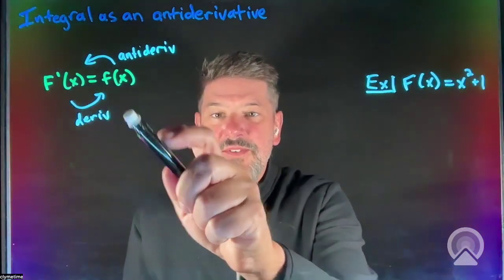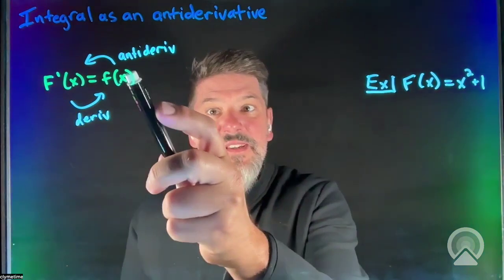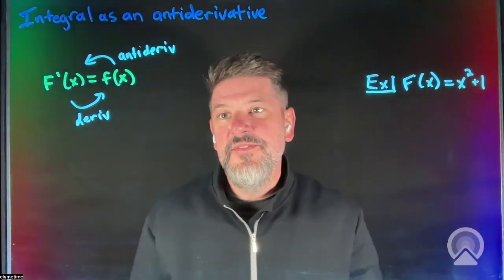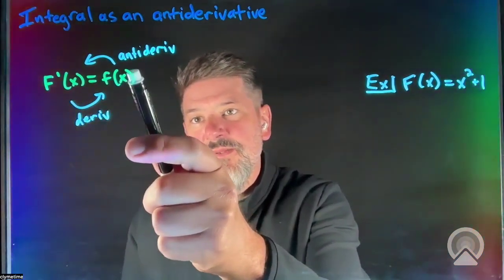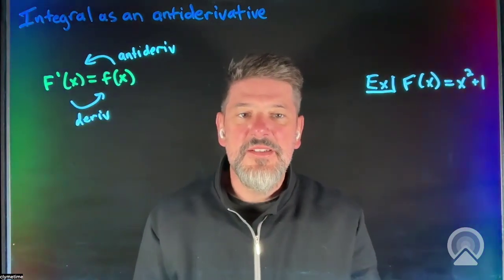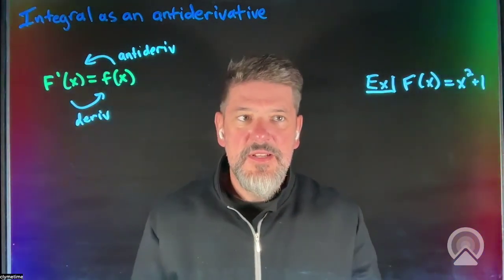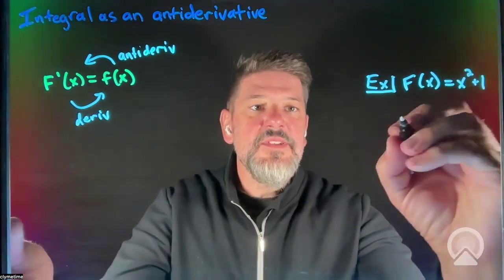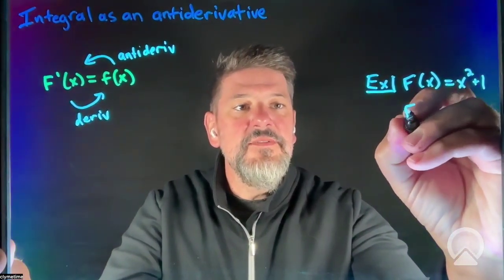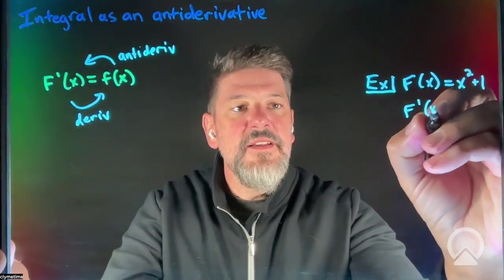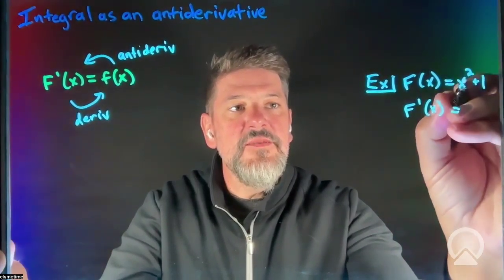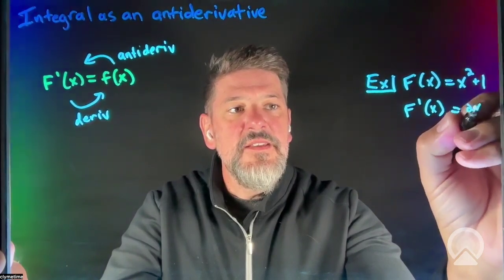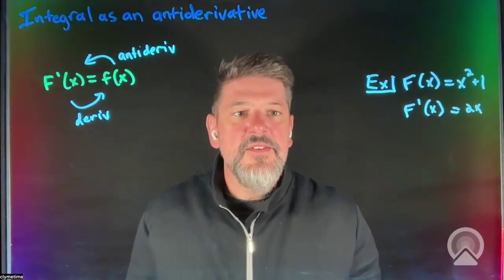Once we learn derivatives, the next step is to learn how to take an antiderivative. If I can take a derivative of a function, that means I should be able to go back to the original function through an antiderivative. Let me give you an example. Capital F of x is equal to x squared plus 1. Therefore, if I take its derivative, F prime of x, it's going to equal the derivative of x squared, which is 2x, and the derivative of 1 is 0, so that goes away.